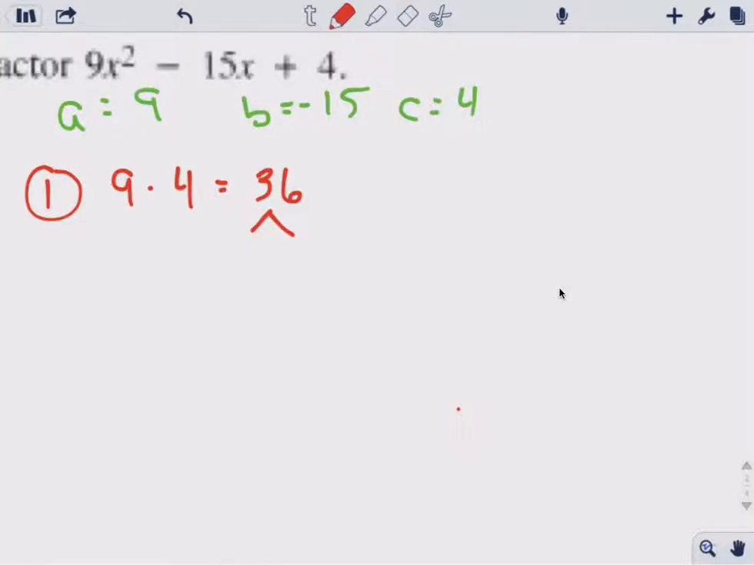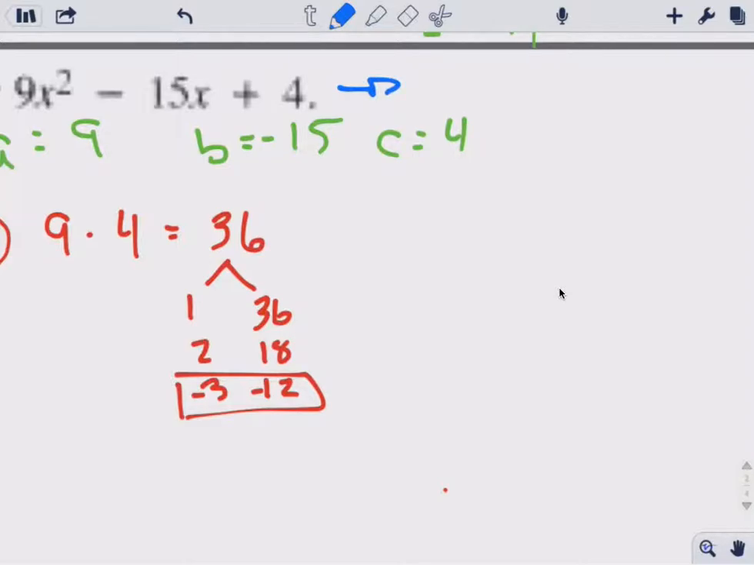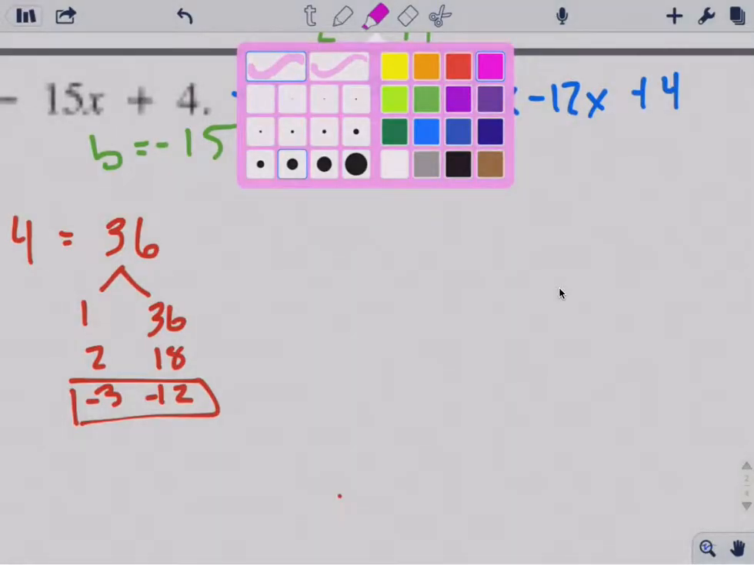If we don't know those off the top of our head: 1 and 36, 2 and 18, 3 and 12. Oh, so negative 3 times negative 12 gives us positive 36. Negative 3 minus 12 equals negative 15. So there are our factors. All right, so let's rewrite our original. We'll rewrite it as 9x squared minus 3x minus 12x plus 4. And now we are going to factor by grouping.